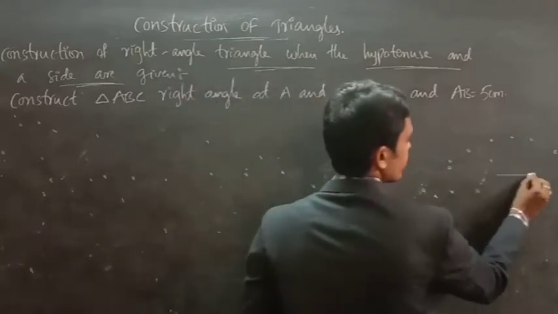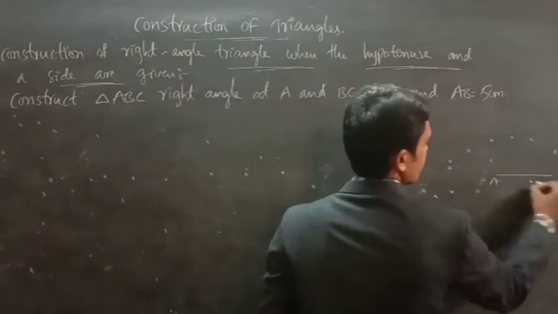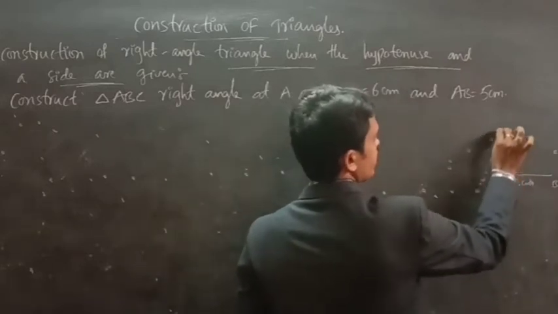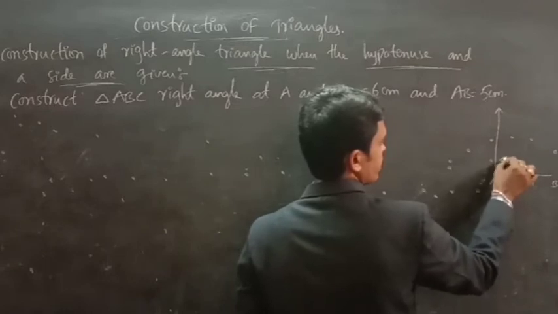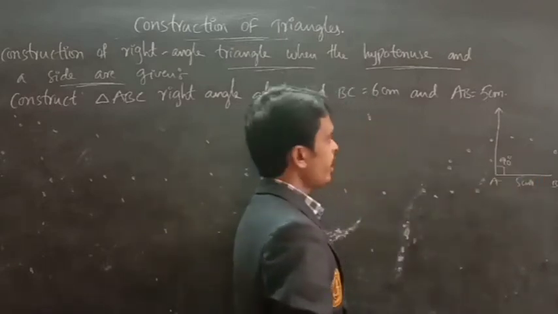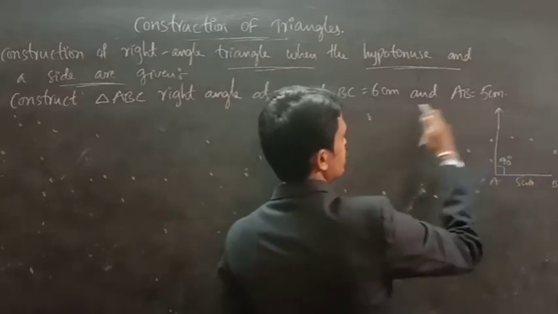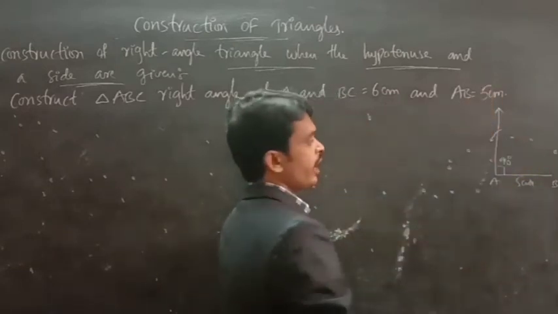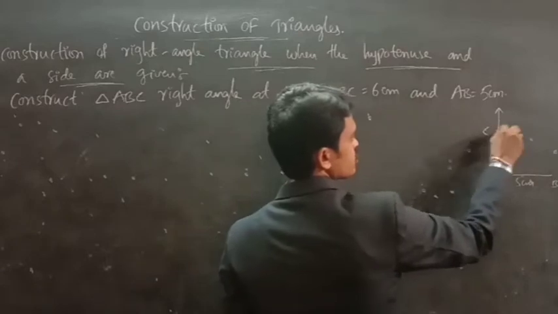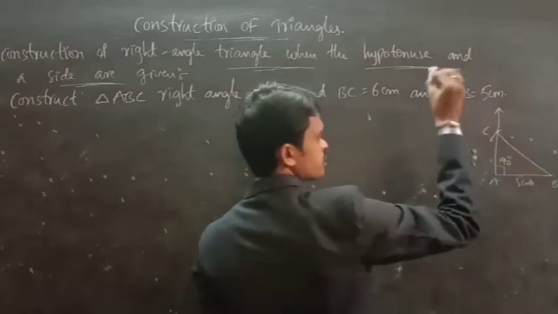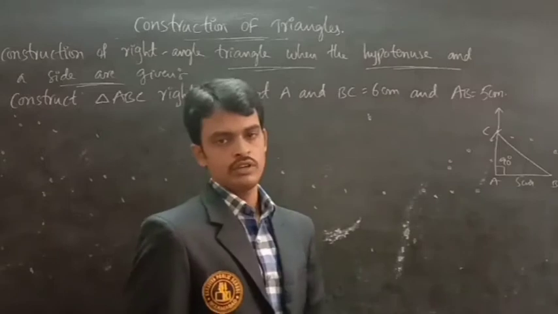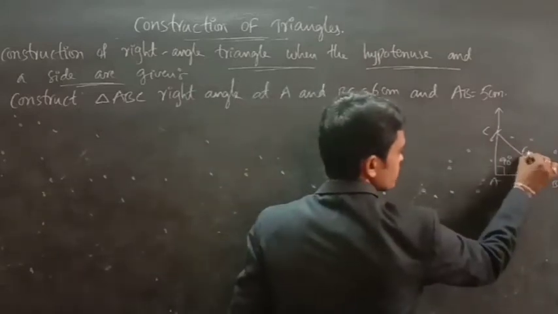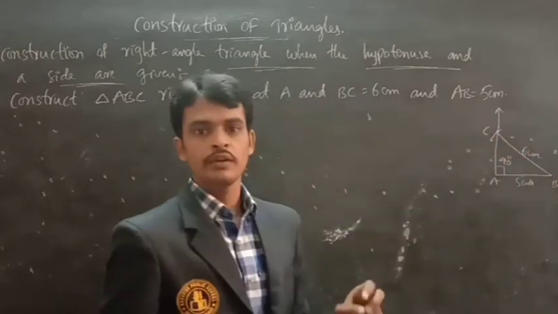So first we should draw a line segment AB 5 centimeters. After that, we should draw a ray AX by making an angle of 90 degrees. And by using a compass with 6 centimeters radius, we should draw an arc to intersect AX at C. Then we should join BC. The required triangle is formed. So like this, we should draw a rough sketch first of all. This is 6 centimeters.